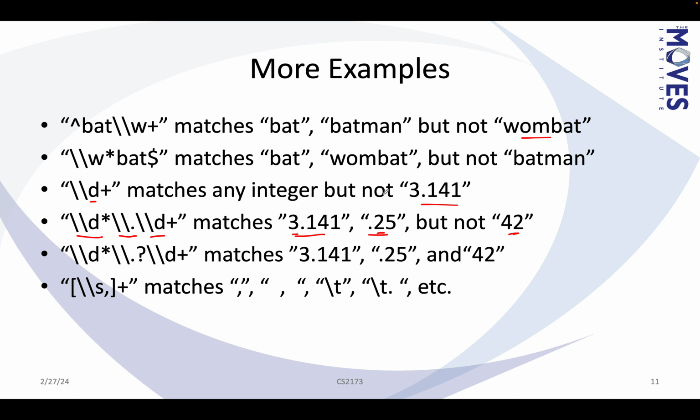So how can I match either a floating point or an integer? Well, I can use the question mark on the dot. So the dot's either there or not. So I have 0 or more digits before the decimal place, and then either a dot or no dot, and then 1 or more digits following that. So that'll match this, and this, that'll match all of them.